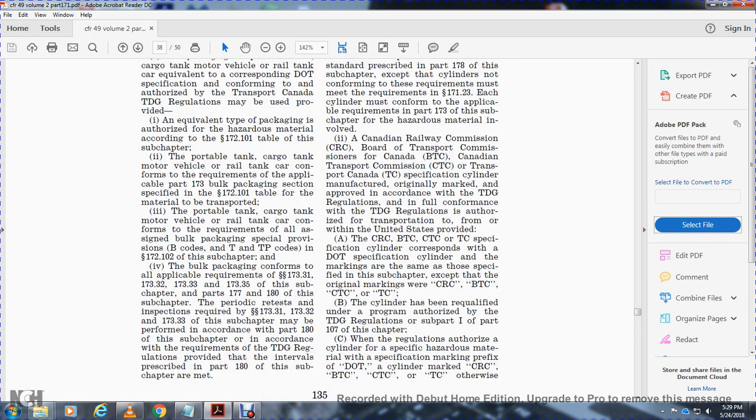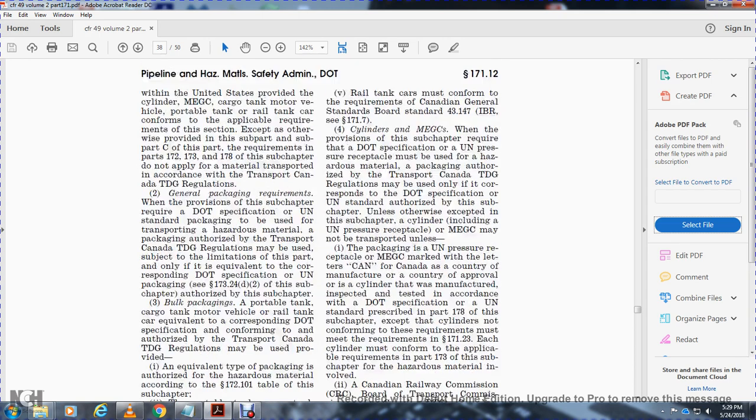Of the subchapter, the bulk packaging must conform with the applicable requirements of 173.31, 32, 33, and 35 of the chapter, and subpart 177.1A of the subchapter. The periodic tests and inspections required in 173.31, 32, and 33 of the subchapter may be performed in accordance with part 180 of the subchapter or in accordance with the TDG regulations, provided that the intervals prescribed in part 180 of the subchapter are met.